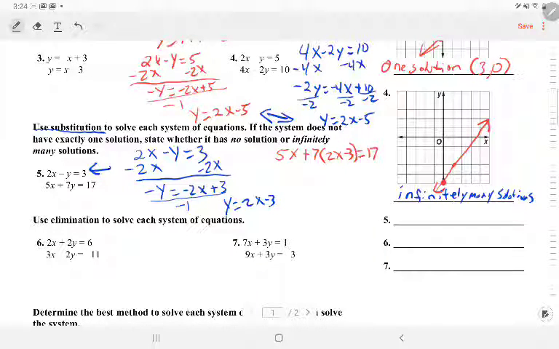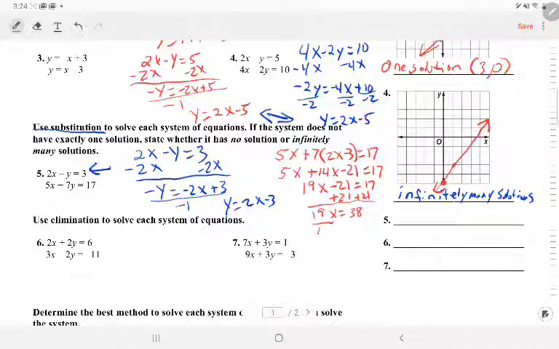I distribute, so that's 5x plus 14x minus 21 equals 17. Now I can combine my like terms and get 19x minus 21 equals 17. Add 21 to both sides, and I get 19x equals 38. Divide both sides by 19, and x equals 2. Okay, so I know my x is 2. I have to find my y.